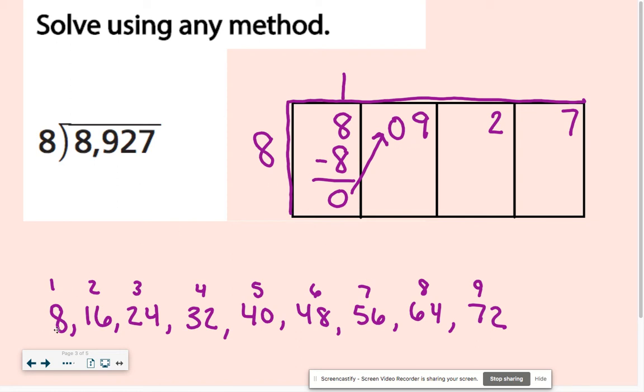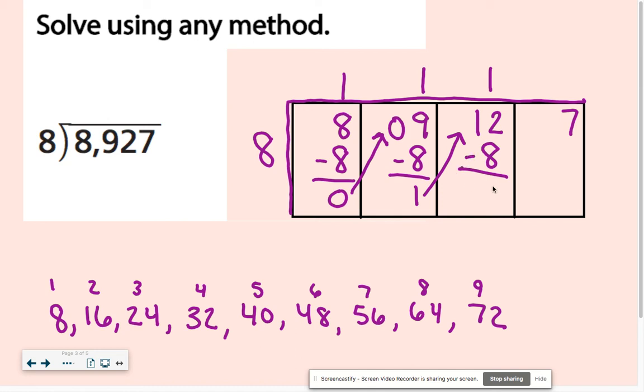9. If we go across here, we got to 8, 9, 16 would be too big, so it went in one time. We're going to carry up our 1. After we checked, is 1 smaller than 8? It was. Now we have 12. 8, 16. Oops, 16 was too big. So we go to 8.